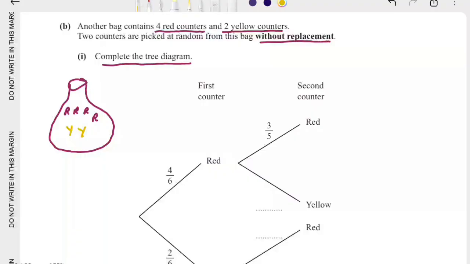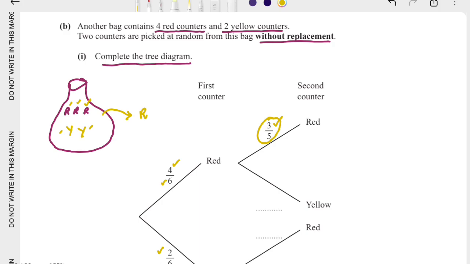Students just see the first branch. The total is 4 red counters out of 6, and there are 2 yellow counters out of 6. Now, according to the probability of red without replacement, they have taken out one red counter from the bag. Now see, there are 3 red counters out of 5. Now there are total 5: 1, 2, 3, 4, and 5.